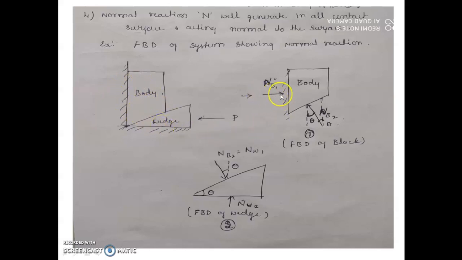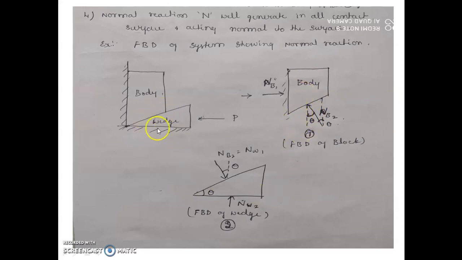You can see here one reaction is like this, towards the body, that is NB1. I will call it block 1 or body 1. Next is the reaction like this, NB2, and it is making an angle theta with the vertical axis. The inclined plane, it is perpendicular. If I consider the vertical axis, then it is making an angle theta with the y-axis or vertical axis.